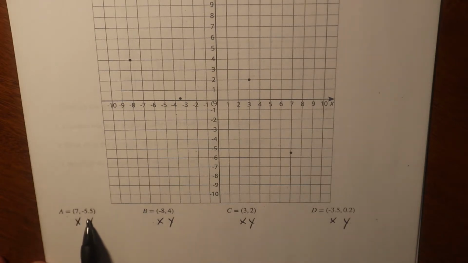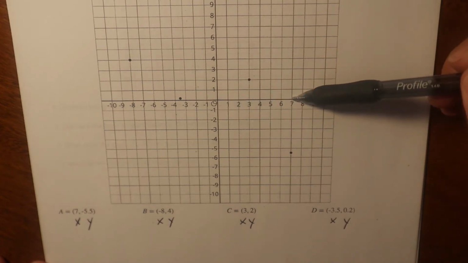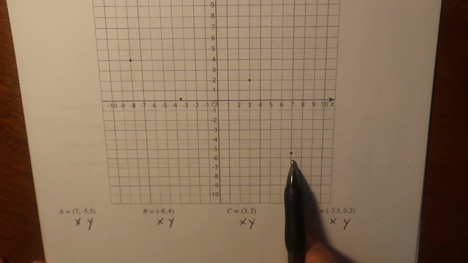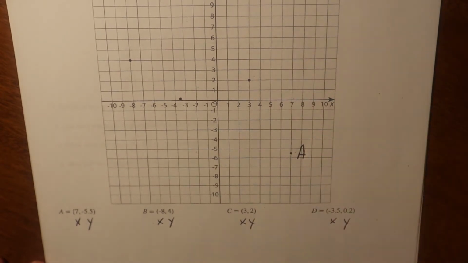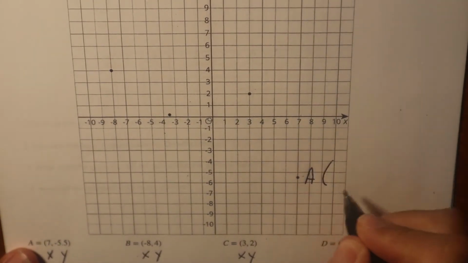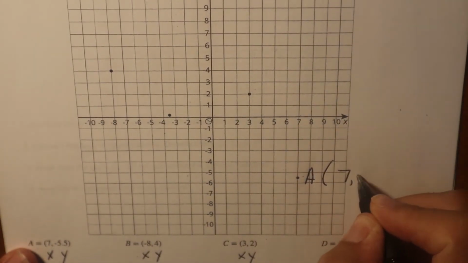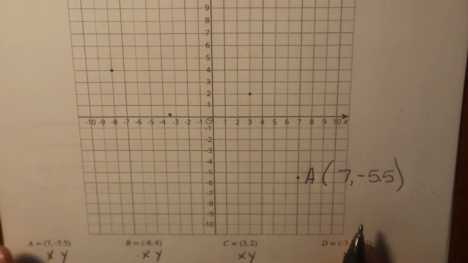It's at 7 and negative 5.5. So we always go X first, so over 7. And then this time we're going to go down to negative 5, and we see the point already sitting there. Let's label this A. And then, let me zoom in just a teensy bit more. This is again sitting at the 7, comma, negative 5.5 is the ordered pair.